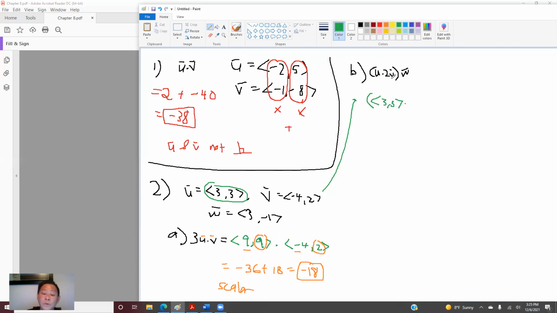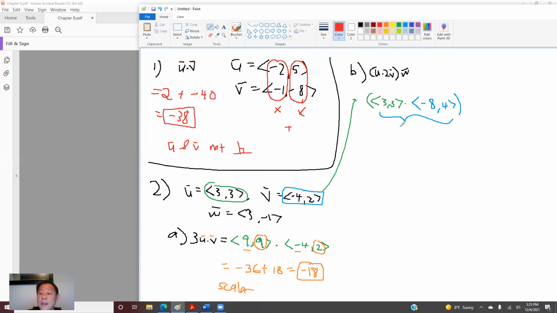You will dot with 2V. So now you're going to take the V and multiply this by 2. So you will get -8, 4. Okay, so you have to dot this first, then you multiply with W. So when you dot this again, the first component you multiply.